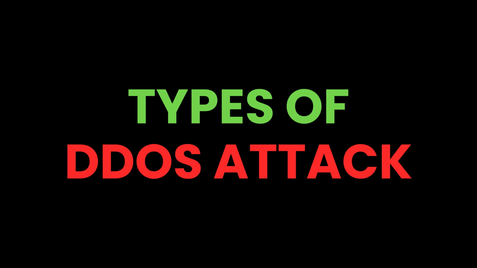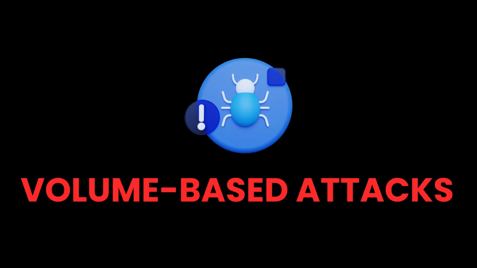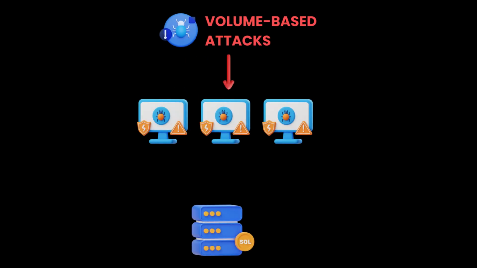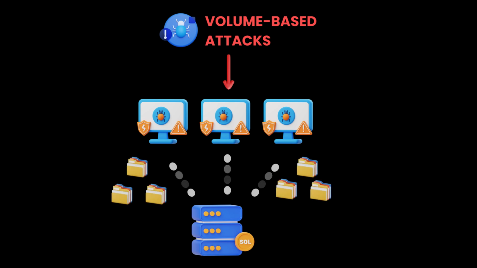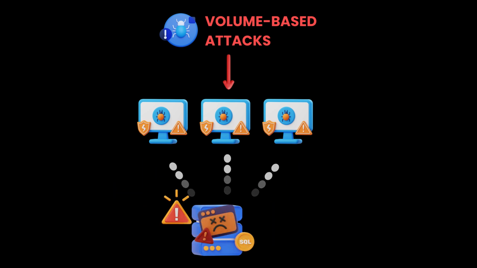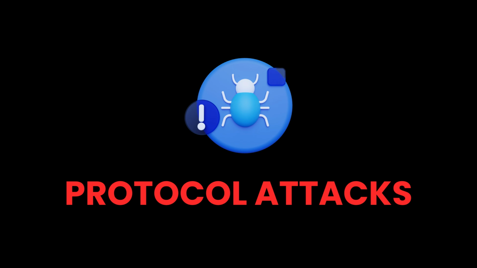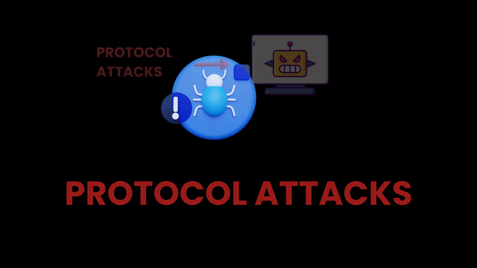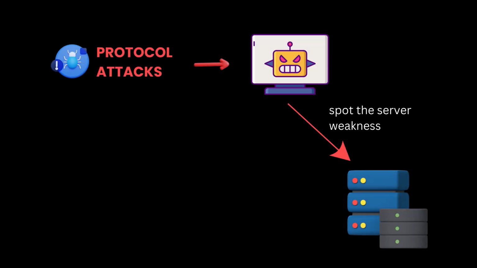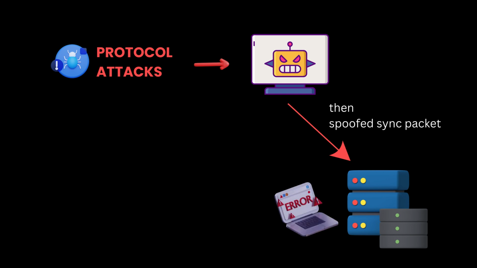Types of DDoS attacks. Volume-based attacks. These attacks flood the target with large amounts of data, exceeding the bandwidth capacity of the network. Protocol attacks. These exploit weaknesses in network protocols, such as sending malformed packets to exhaust server resources.